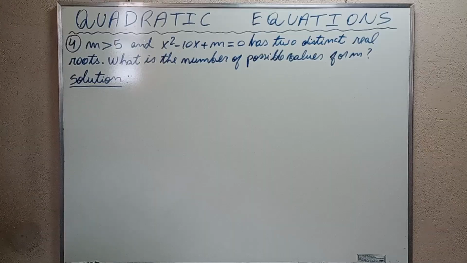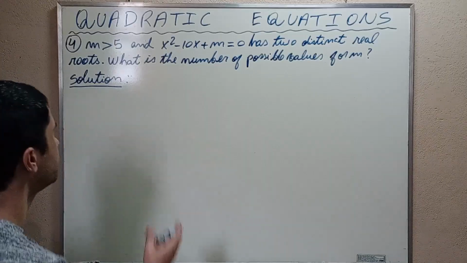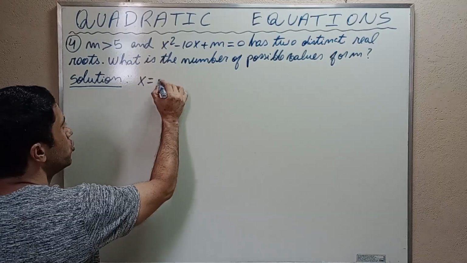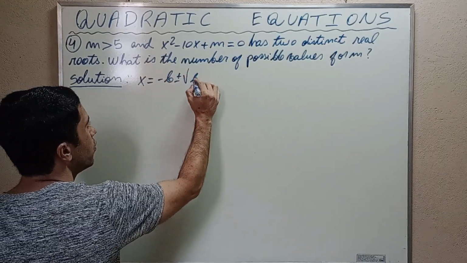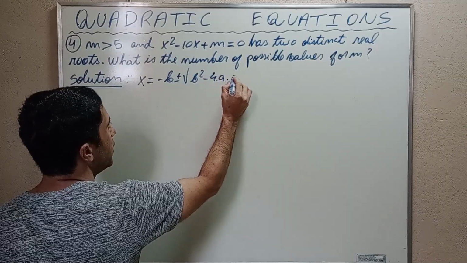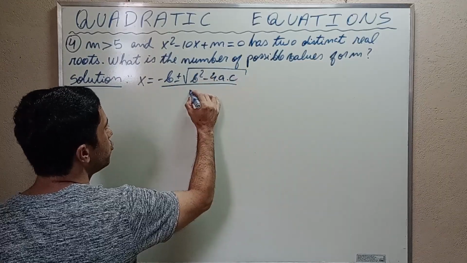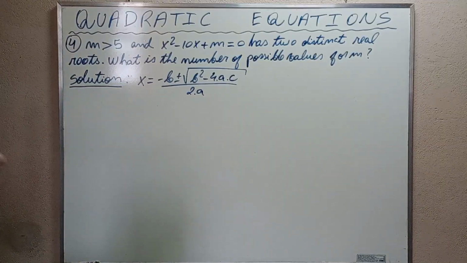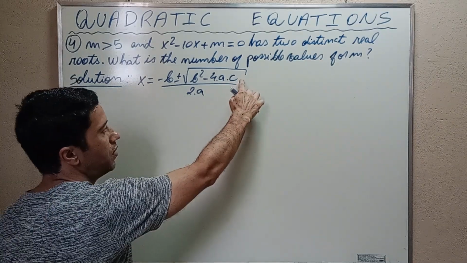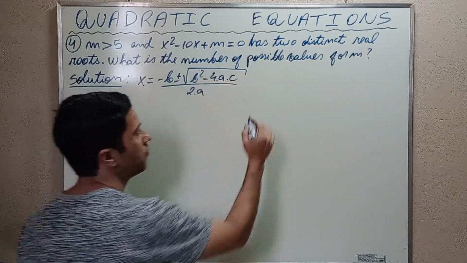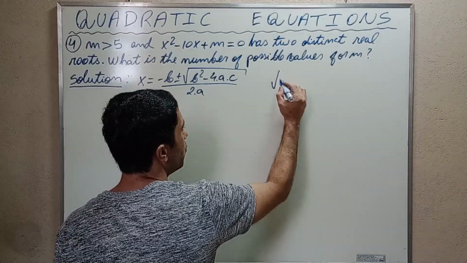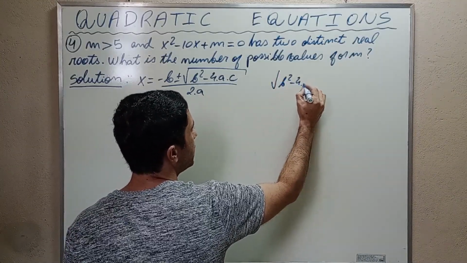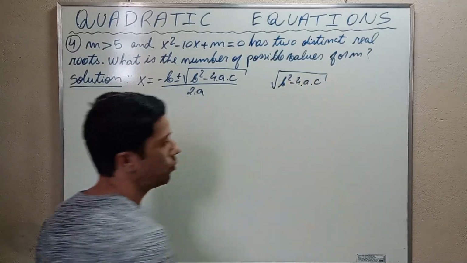Let's remember the quadratic formula. The quadratic formula says that x is equal to negative b plus minus the square root of b squared minus 4 times a times c, divided by 2 times a, okay? This is the quadratic formula. For this equation to have 2 distinct real roots, observe that we have here a square root, alright? We have here the square root of b squared minus 4 times a times c, okay?